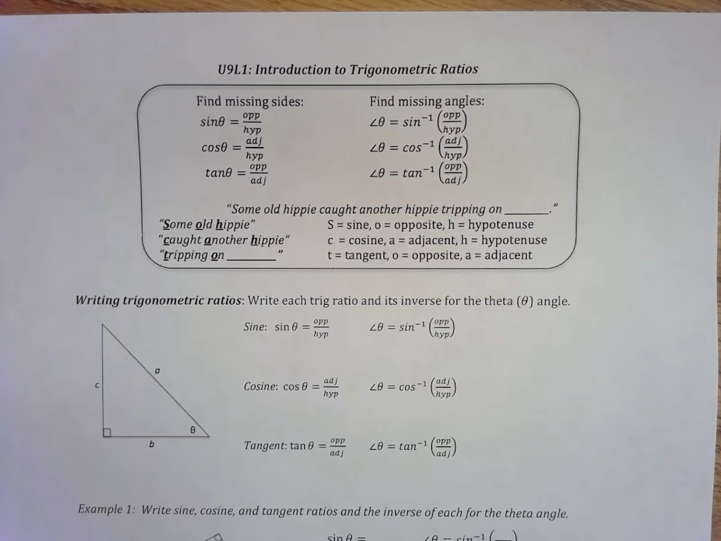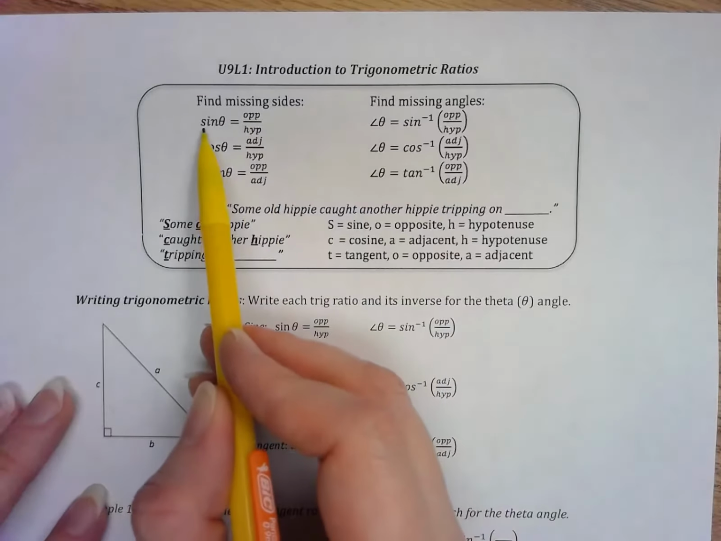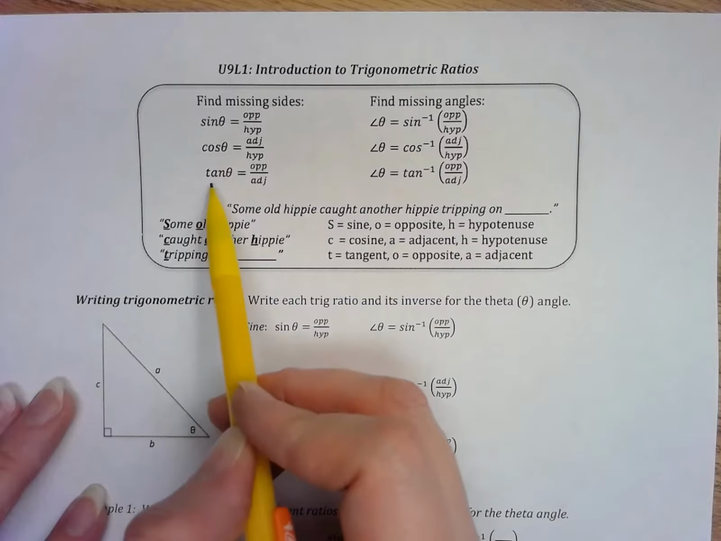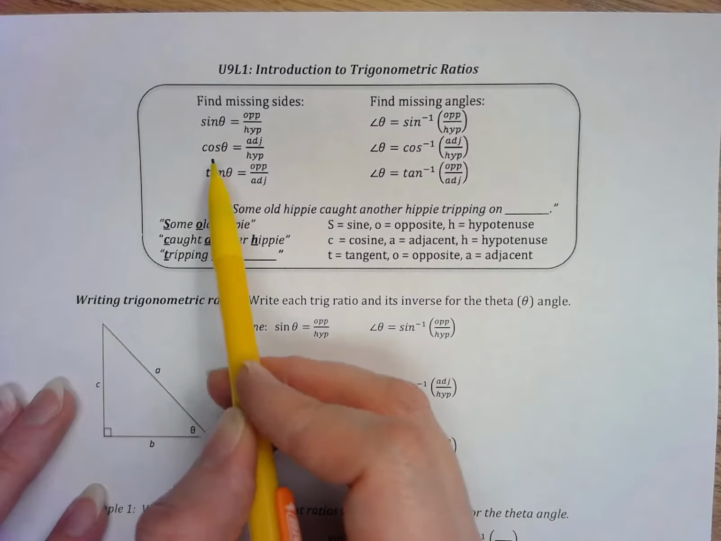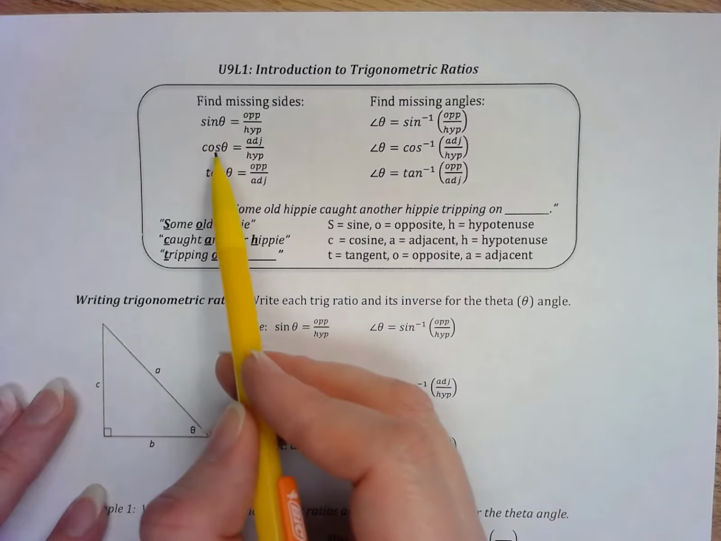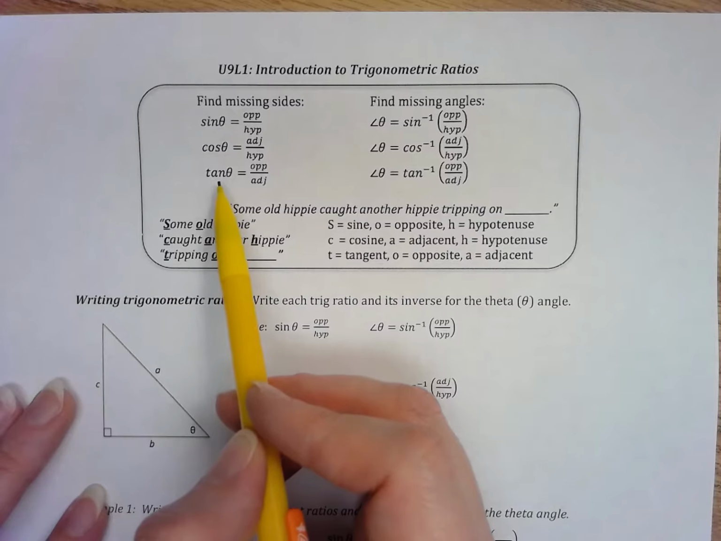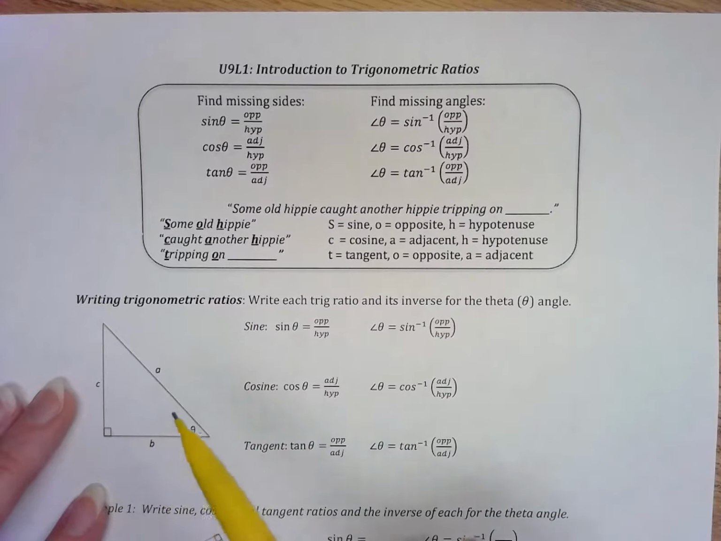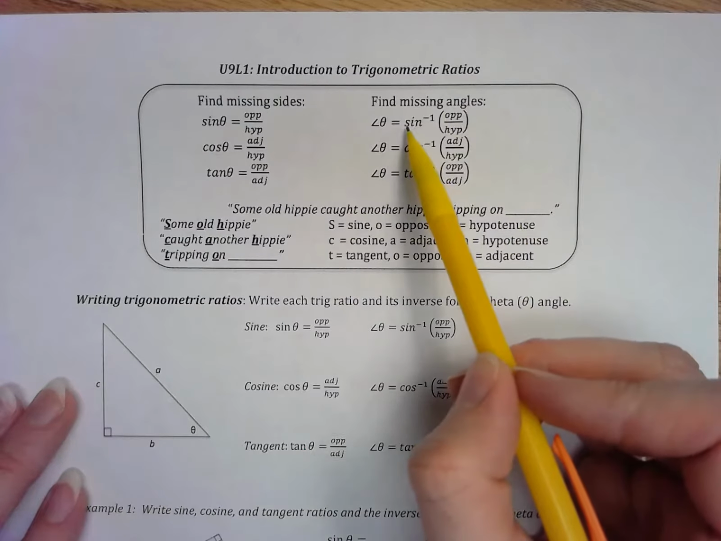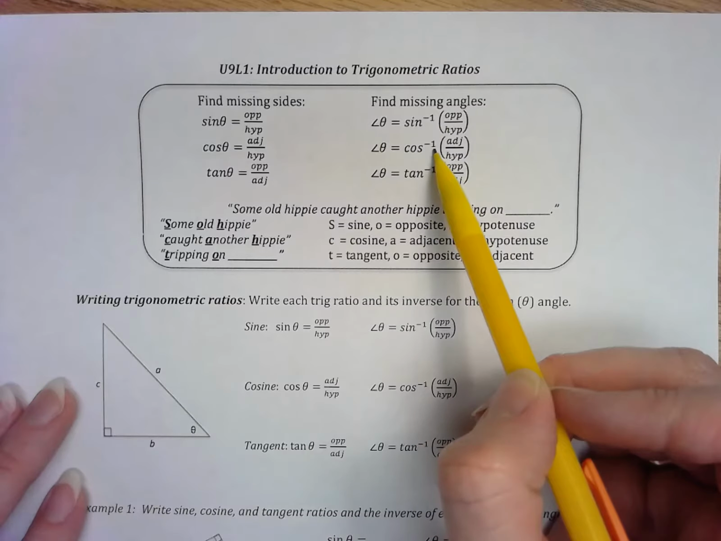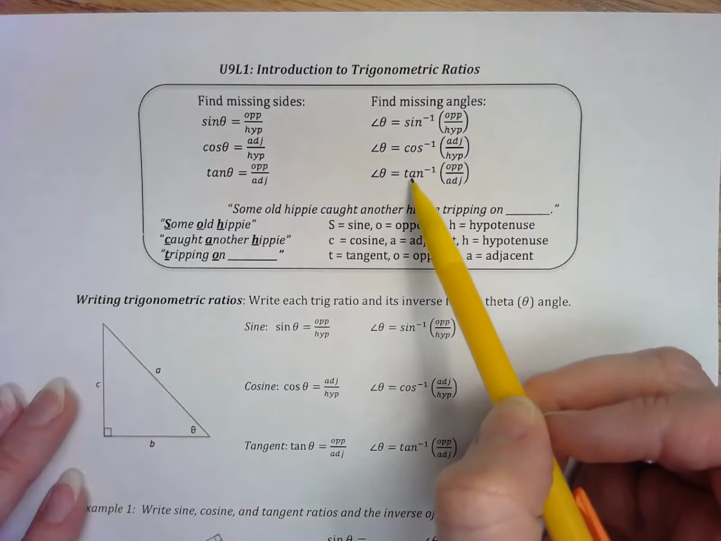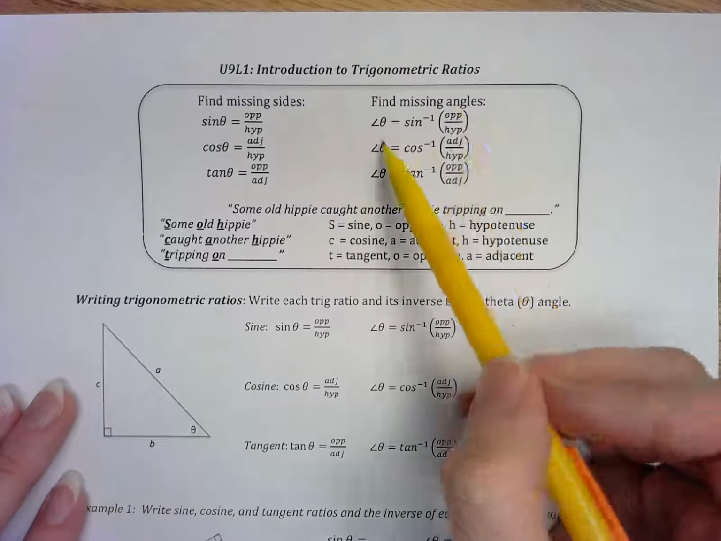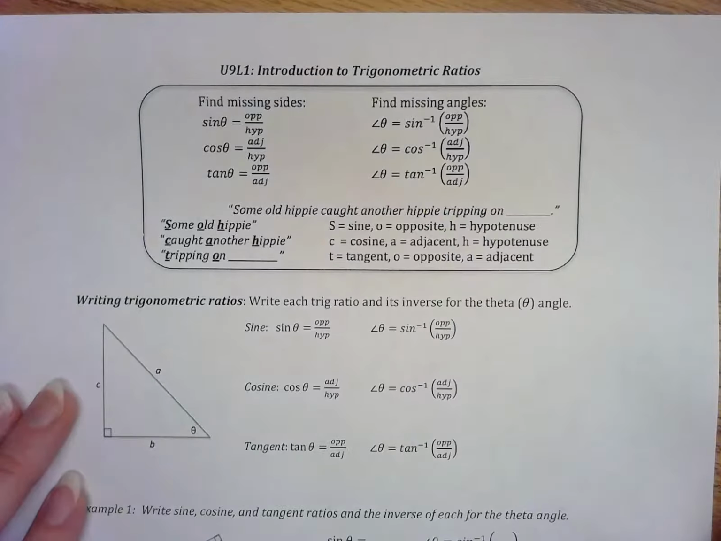So the trig ratios for finding a missing side are sine, cosine, and tangent. Please learn the correct names: sine, cosine, and tangent. So the trig ratios for each of those are listed here. You can find the missing angles of a triangle by using inverse sine, inverse cosine, and inverse tangent. Again, those ratios are listed here.